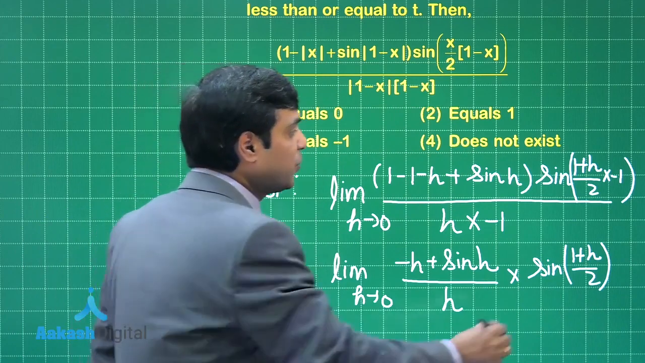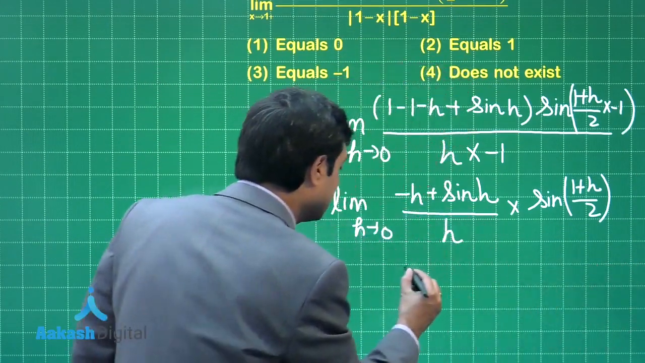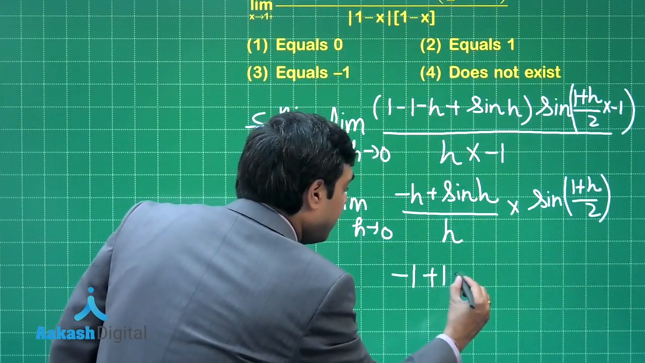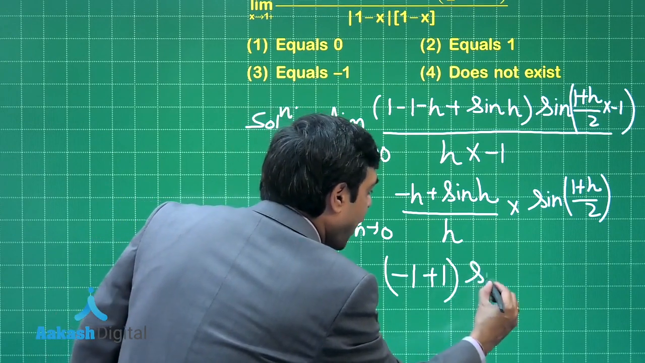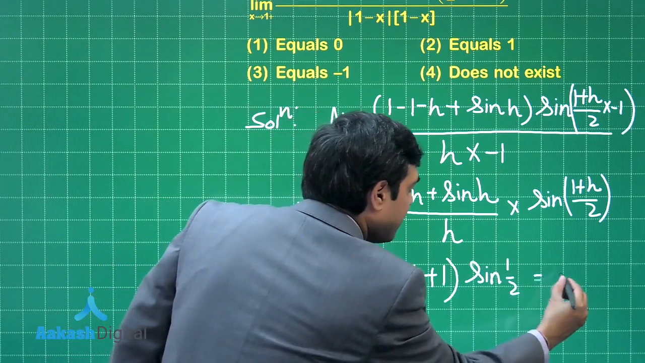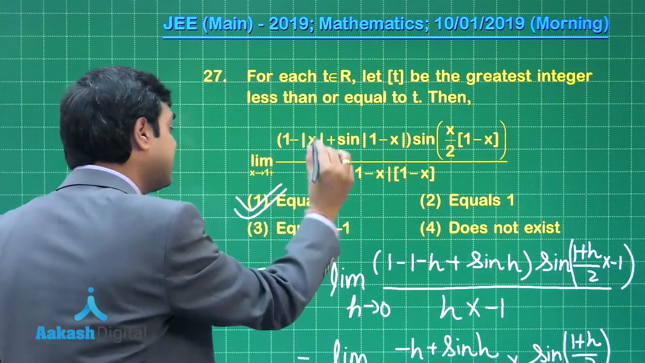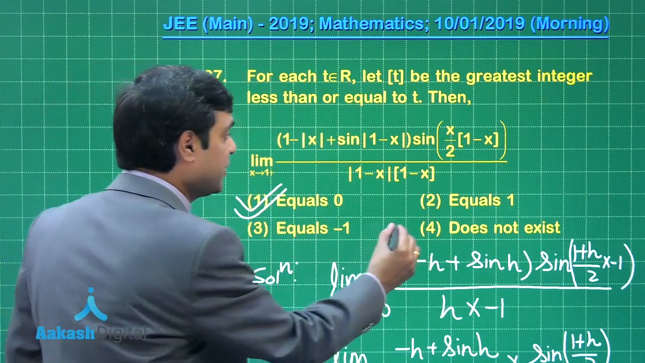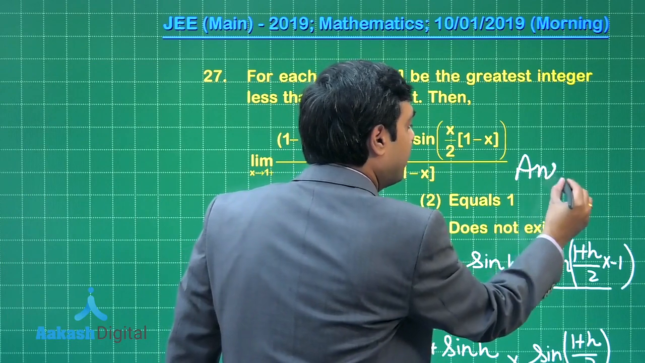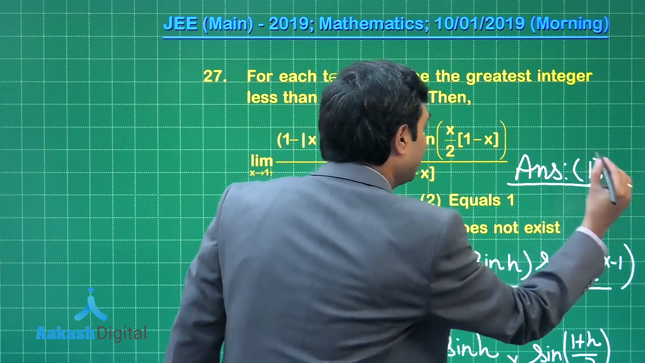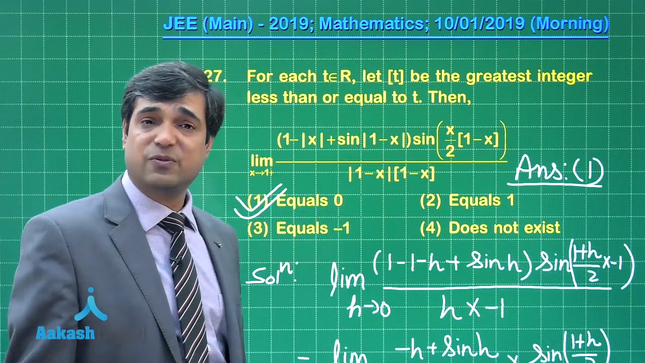On applying the limit, you can see the result is changing towards (minus 1 plus 1) multiplied with sine half, or simply equal to 0. Let us see whether it is available in the options. Yes, the correct answer for the question is option number 1. I am sure this is clear. Let us move on to the next question of this paper.